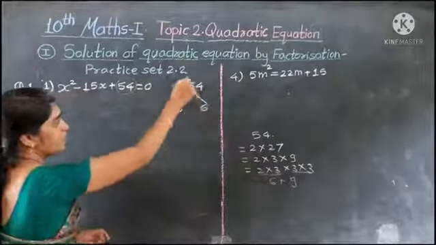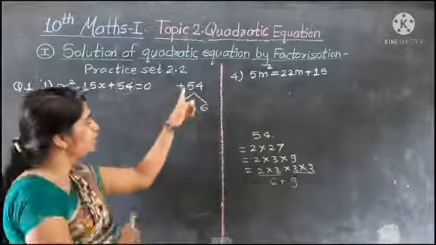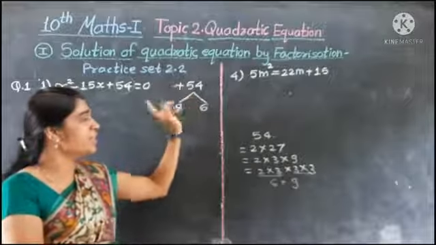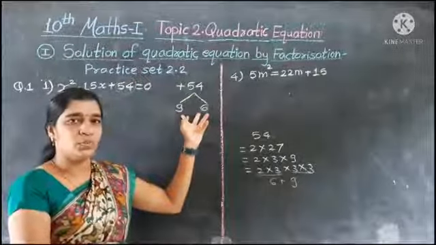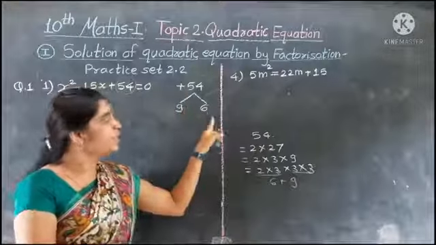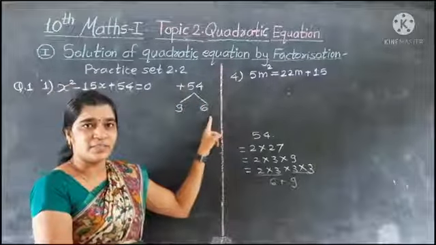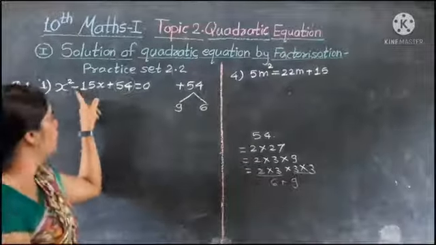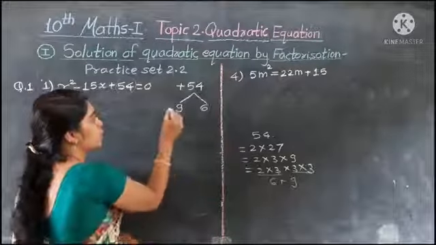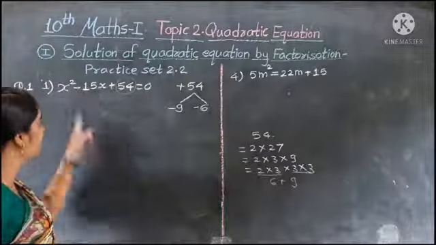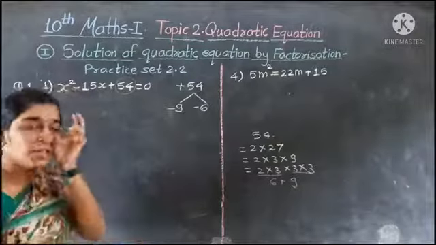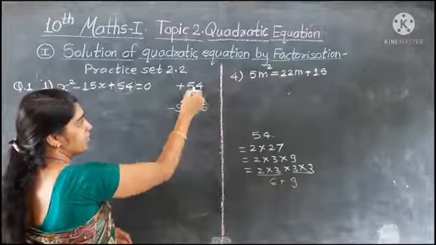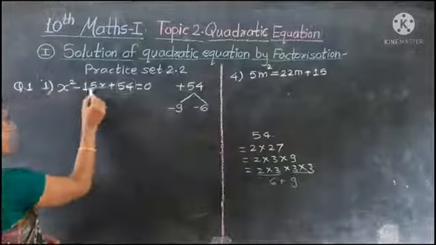6 9s are 54. If there is an addition sign, then give the same sign to both these factors. And if there is a subtraction sign, then give opposite signs to these two. For plus, give the same sign to both, and for minus, give opposite signs. Which sign to give? The middle one. What is the middle sign? Minus. So give minus sign to both. If the middle sign is plus, then give plus sign to both. Check whether our sign is correct or not. Minus minus plus, 9 6s are 54 and minus 9 and minus 6 is minus 15.